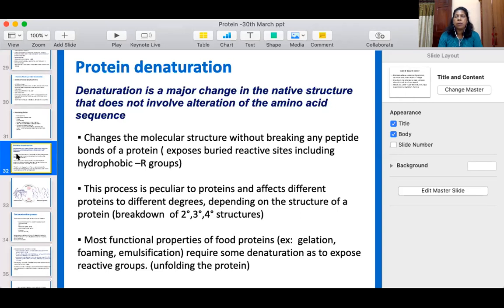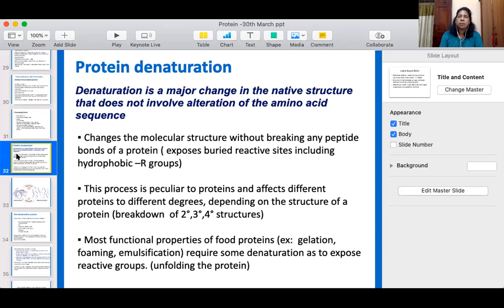Now, if we are not going to break down the peptide bonds, that means the basic structure is there. The basic structure is there, but we are altering the structure, altering its behavior. We are altering the behavior, but we are not going to change the basic structure. Therefore, changing the molecular structure without breaking any peptide bond of a protein exposes buried or reactive sites, including hydrophobic R groups.